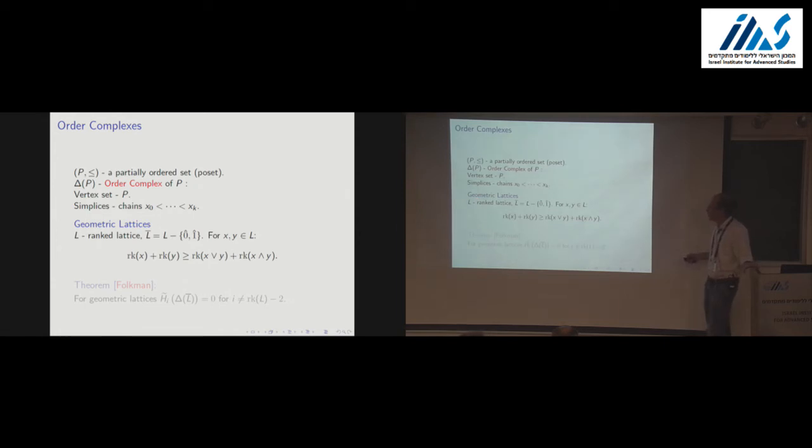So in geometric lattices, rank of x plus rank of y is at least rank of x wedge y plus rank of x join y. So this can be, say, the lattice of subspaces. That is a geometric lattice. And one important property of geometric lattices is that they have homology only in the top dimension, which is rank L minus 2. This is a result of Folkman from the 60s.